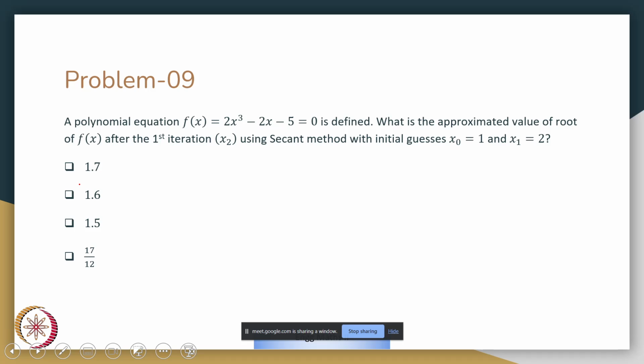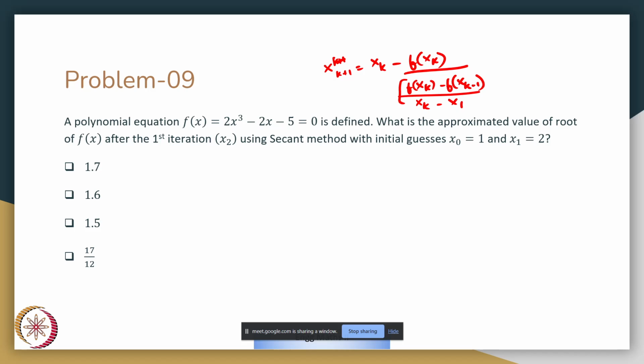Now we move to problem number 9. In problem number 9, we are asked to find the approximate value of the root after the first iteration using the second method. In the second method, we approximate the first derivative of f of x by using a finite difference. So essentially, xk plus 1 is equal to xk minus f of xk upon the approximate value of the derivative, which is f of xk minus f of xk minus 1 upon xk minus xk minus 1.